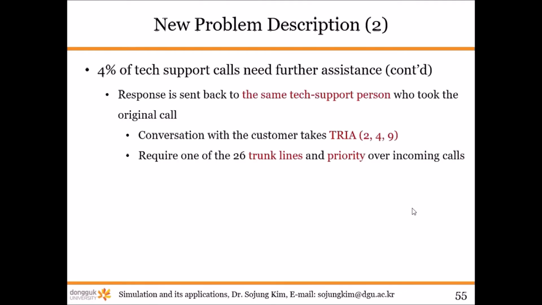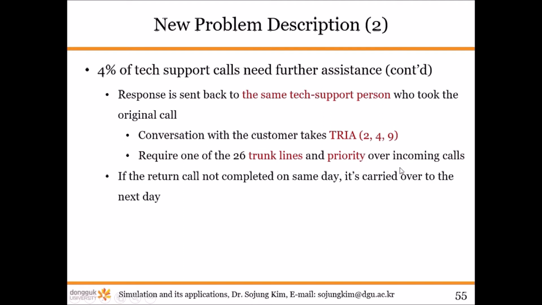All right, we have more. So the response is sent back to the same tech support person who took the original call. And that makes this model more difficult. Anyway, the conversation with the customer takes a triangular distribution with 3 parameters, and it requires one of 26 trunk lines and has priority over incoming calls. If the return call is not completed on the same day, it's carried over to the next day. But since our model runs for just 1 day, you can ignore this right now.